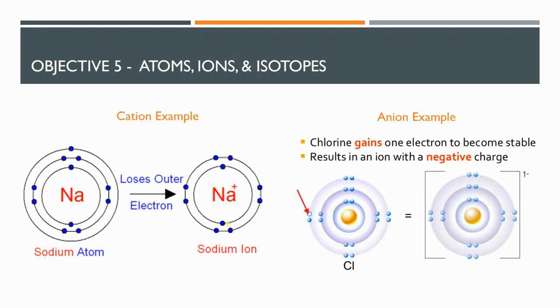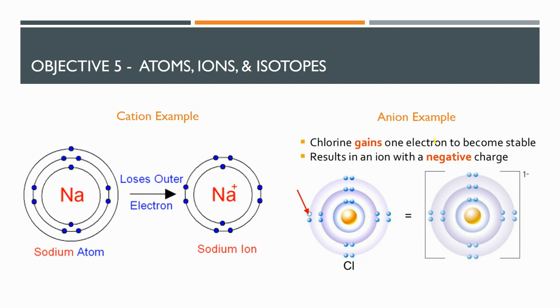Sodium has 1 valence electron in its outer shell, and honestly it's a lot easier to lose 1 than gain 7. So when this electron gets lost and goes somewhere else, now we have more protons in the middle, okay?